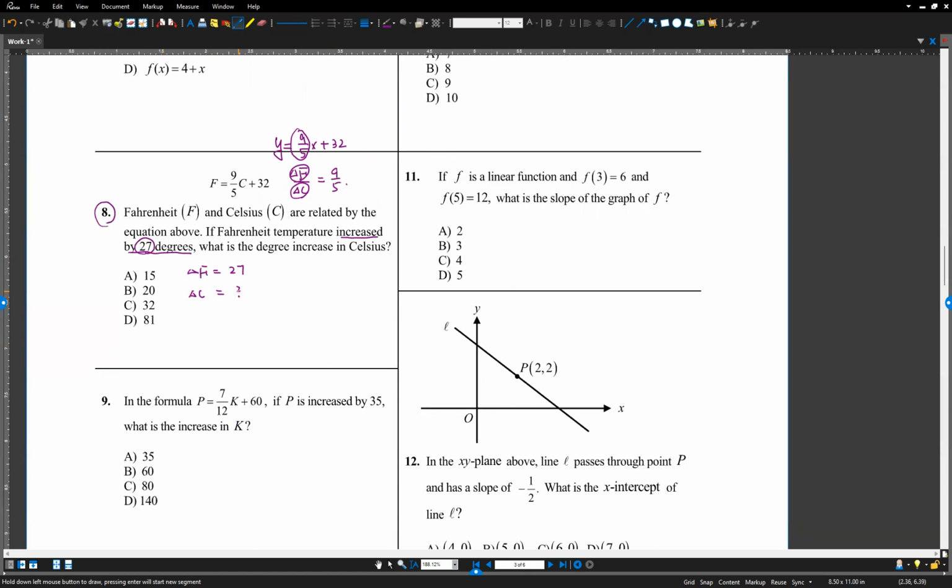Okay. Using the rate of change, which is slope. Slope is given as 9/5. This one equals, I'm going to change it now, change in F over change in C equals 9/5, same slope. Cross multiplication: 9 times delta C, change in C, equals what? 5 times 27. So delta C equals 135/9, which equals what? 15 is the answer, okay? Using the slope, you can find it. This is linear.